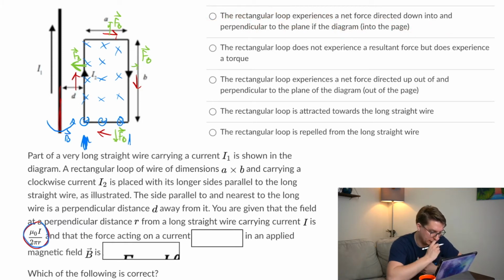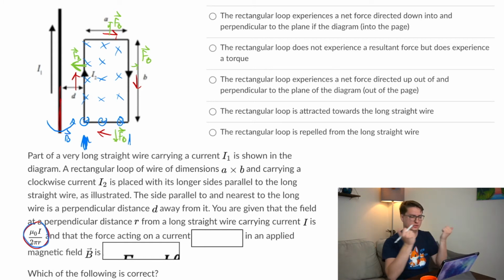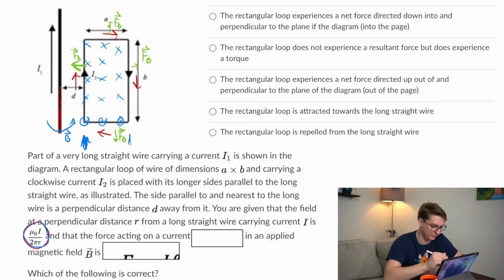The rectangular loop does not experience a resultant force, but does experience a torque. So it doesn't look like it's going to be torquing here. None of the forces are going to be into or out of the page. They're all actually in the page. They're causing it to spread apart somewhat. So that's not going to be the right answer either. So let's mark these off.